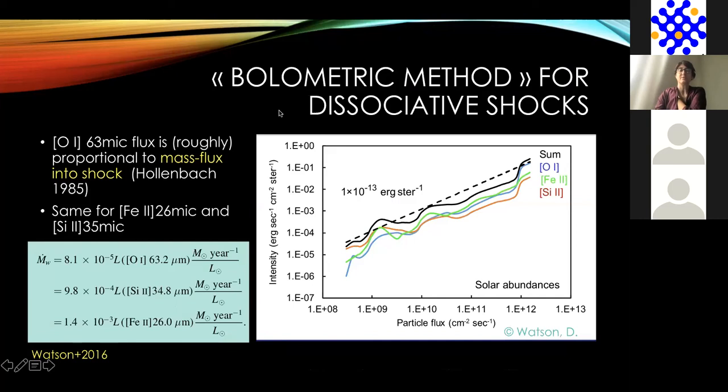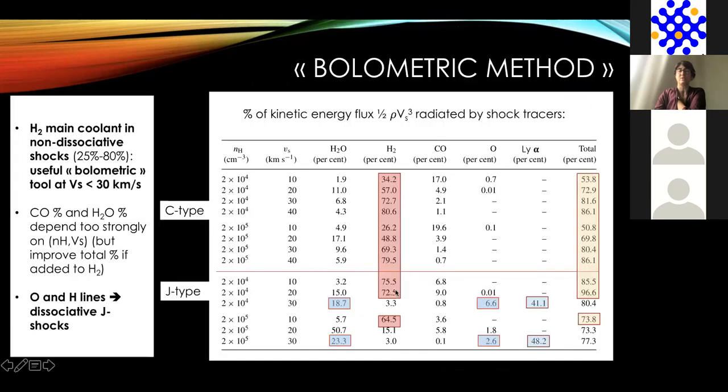Something else for the bolometric method is for dissociative shocks. So again, I showed you here that when the shock becomes dissociative, you start to have O1 and Lyman alpha. Lyman alpha, of course, is absorbed by the dust, so we'll never observe it, unfortunately. So we have to rely on less bright lines, but oxygen one is a very good one.